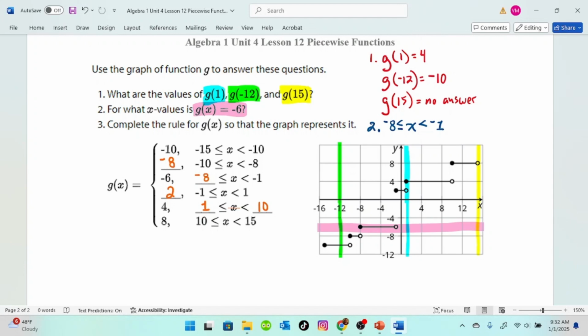And then we see our last rule goes from when x is 10 included up to 15 not included, and that has a value of 8. And we see that that matches what we had set up here in number 1 when we said g of 15 had no answer, and that's because the last rule says that 15 is not included.